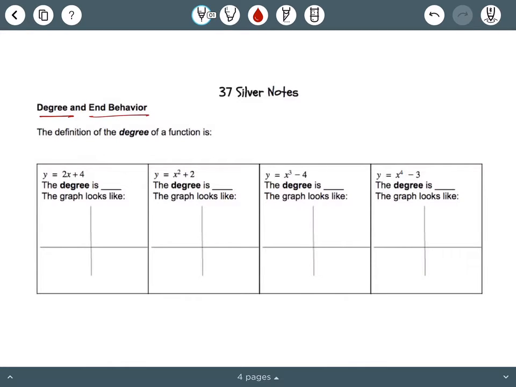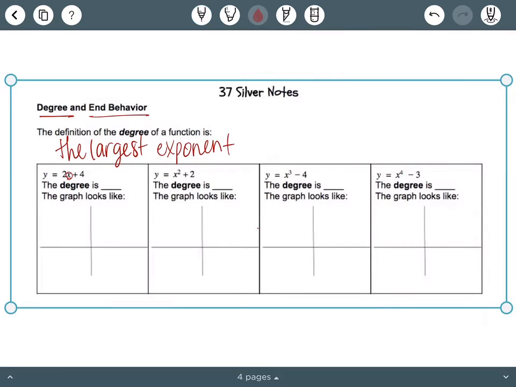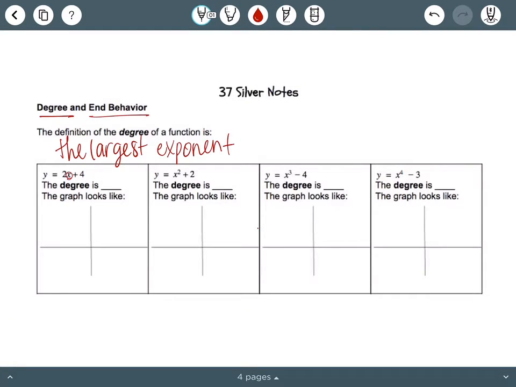So the definition of the degree of a function is the largest exponent of the variable. So the largest exponent. Right, so if I'm looking at this equation here, on the x there's no exponent written, which as we can remember means that the exponent is 1. So the degree here is 1, and this graph just looks like a linear function, right? And we can see that it goes up straight.